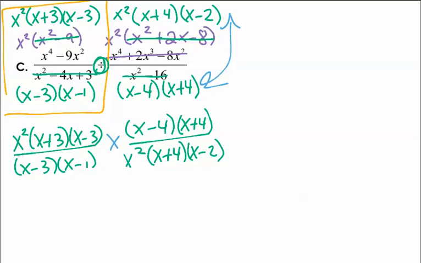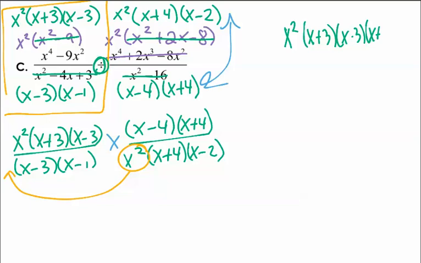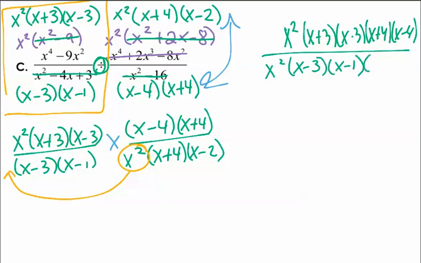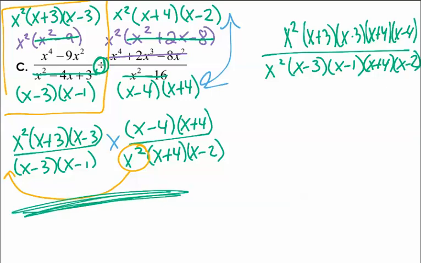I'm going to go ahead and move any coefficients or monomials out to the front. So I'm going to go up here now. X squared times x plus 3 times x minus 3 times x plus 4 times x minus 4, all on top. I've got x squared on the bottom, x minus 3, x minus 1, x plus 4, and x minus 2. So if you want to cancel over here in this step, that's fine. I'm just trying to do 100% steps here, not trying to skip anything. So now I'm going to match up things that can cancel.